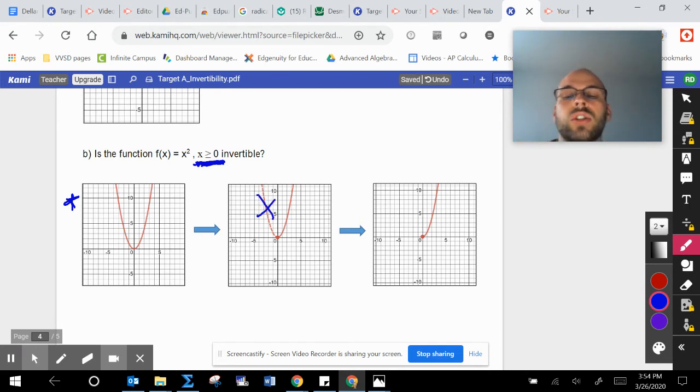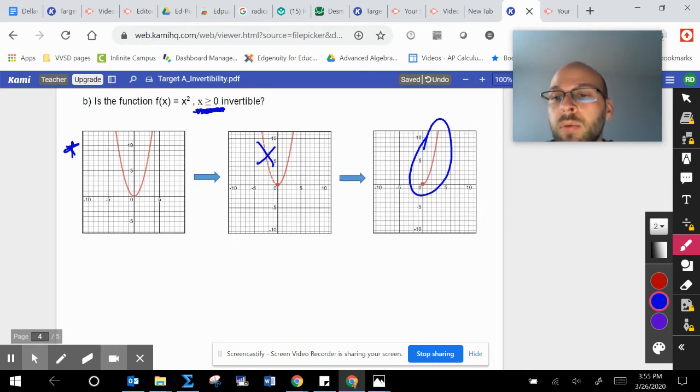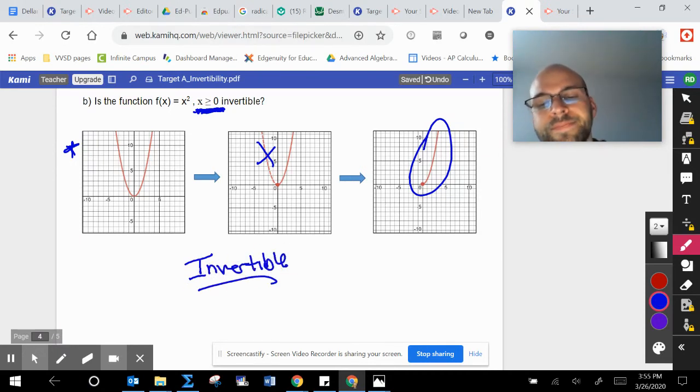I only want to know when x is greater than 0, and that would be everything to the right of 0. So that's where I'm at here. Now, if you look at that graph, just that chunk, is that piece invertible? Will that piece pass both the horizontal and vertical line test? And the answer would be yes. The horizontal and vertical lines would only intersect one time. So this is invertible.